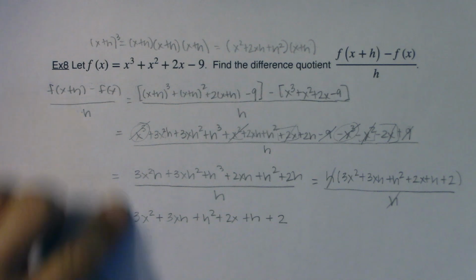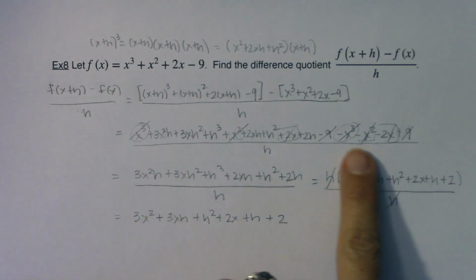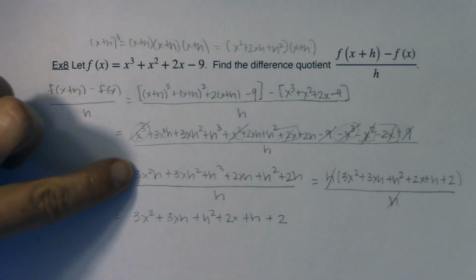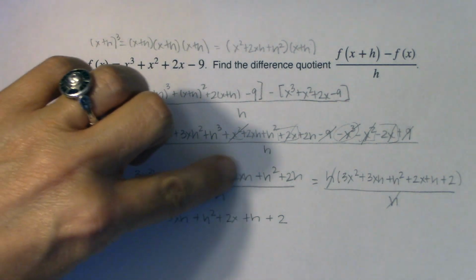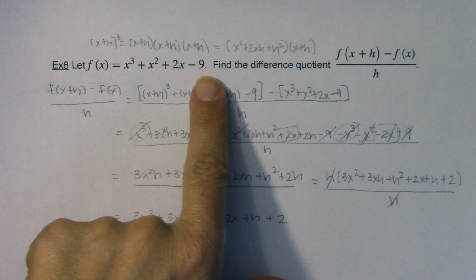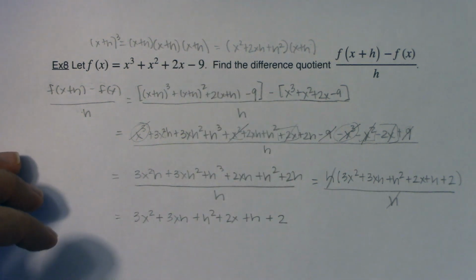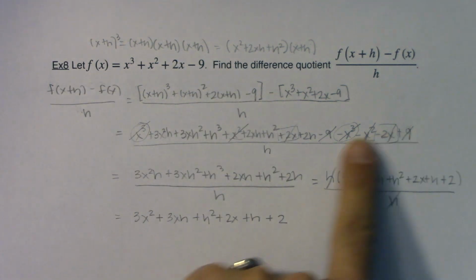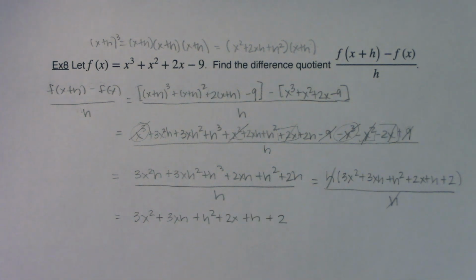Bunch of algebra, but the green flags were that my original function canceled out, and another green flag is that you had an h common to each of the terms in the numerator. That happens more often than not when you're dealing with a difference quotient with polynomials. Those are pretty common parts of the problem where, like I said, the original function cancels out and then you can factor that h out of the numerator.